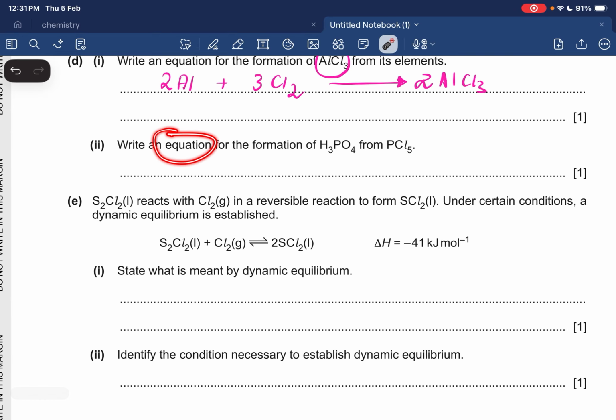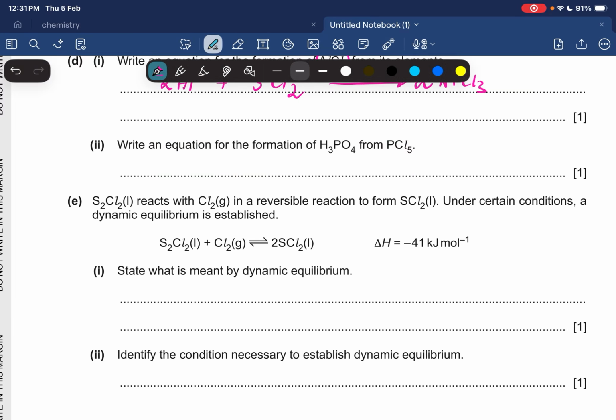Write an equation for the formation of H3PO4 from PCl5. So you add PCl5 to water, which is H2O, and then you're going to form two products, right? You're going to form two products.